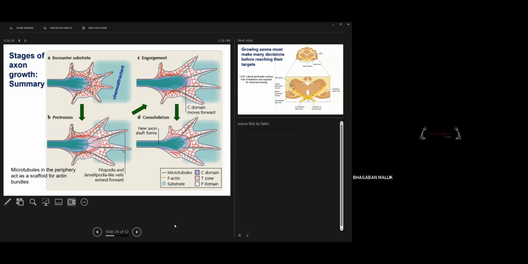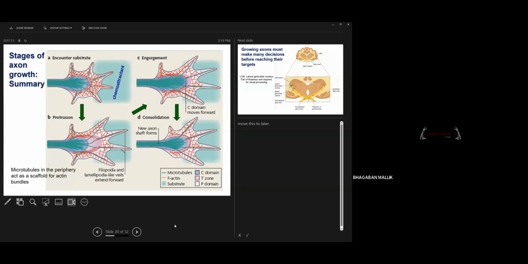It's kind of rounded here, but it becomes narrower here, and it extends into the filopodia, forms a bundle with actin. And this stage is called... so this is the third stage. The second stage is the protrusion. So what happens is, after it encounters a substrate, it extends its microtubule to the filopodia, and also forms a bundle. Then this stage is called a protrusion stage. It protrudes, meaning it extends its microtubule to the tip of the filopodia and forms a bundle with actin.